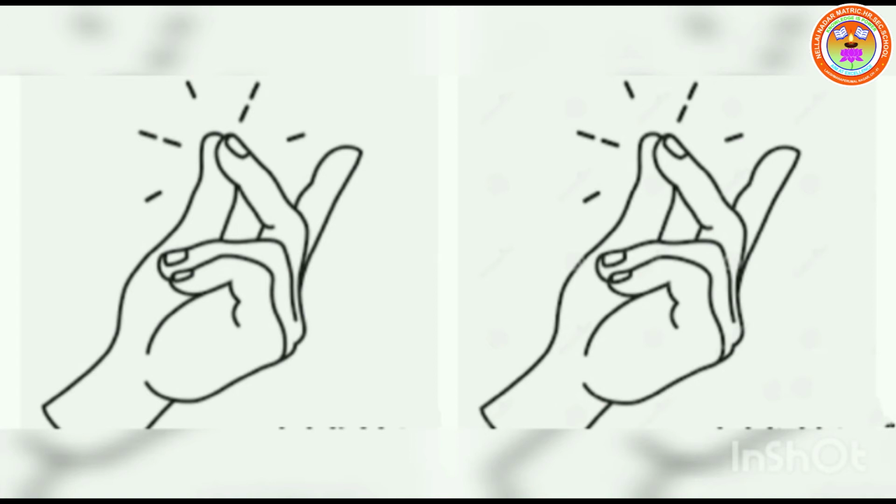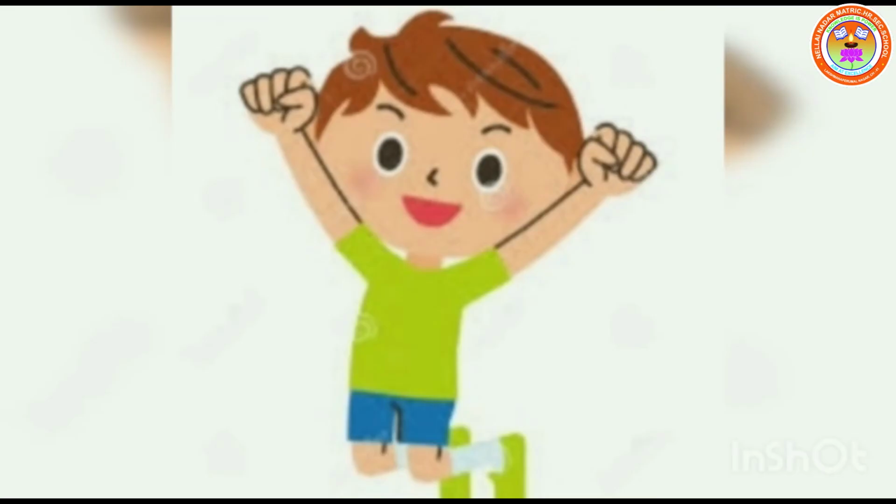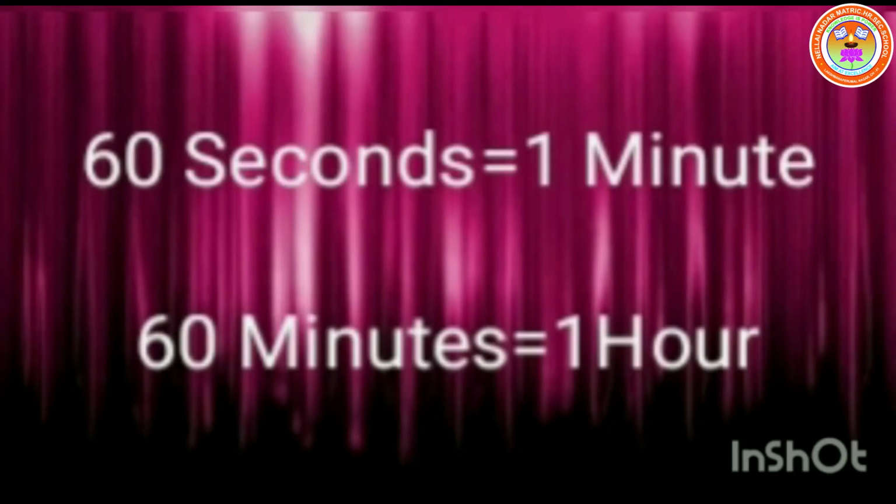Children, observe this picture. In 1 minute, how many times can you snap your finger? In 1 minute, how many times can you skip a rope? Children, see this picture. In 1 minute, how many times can you jump up and down? Children, can you tell in 1 minute how many times can you blink your eyes? Now, let us know 60 seconds is equal to 1 minute. 60 minutes is equal to 1 hour.